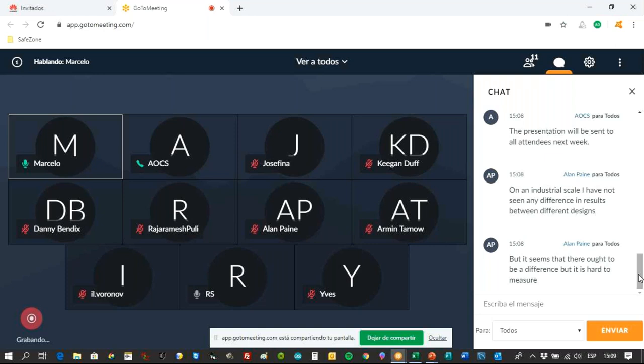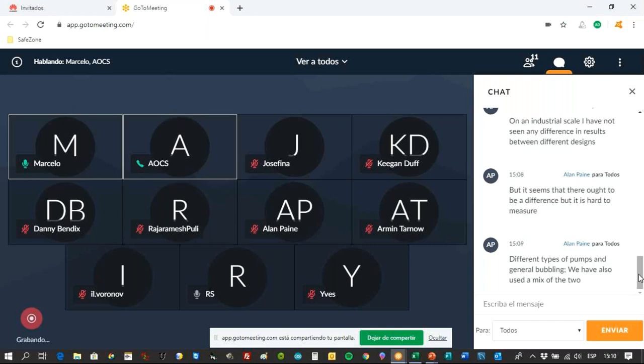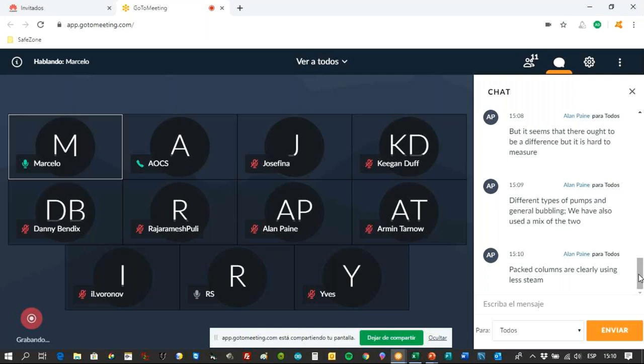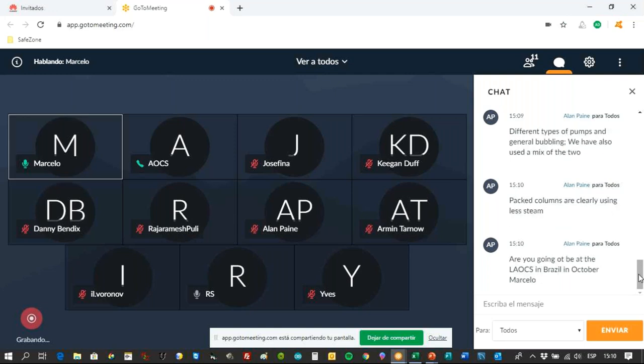He says different types of pumps and general bubbling. We have also used a mix of the two. Okay. I'm reading now that there is not much difference considering different types of pumps and general pumps.